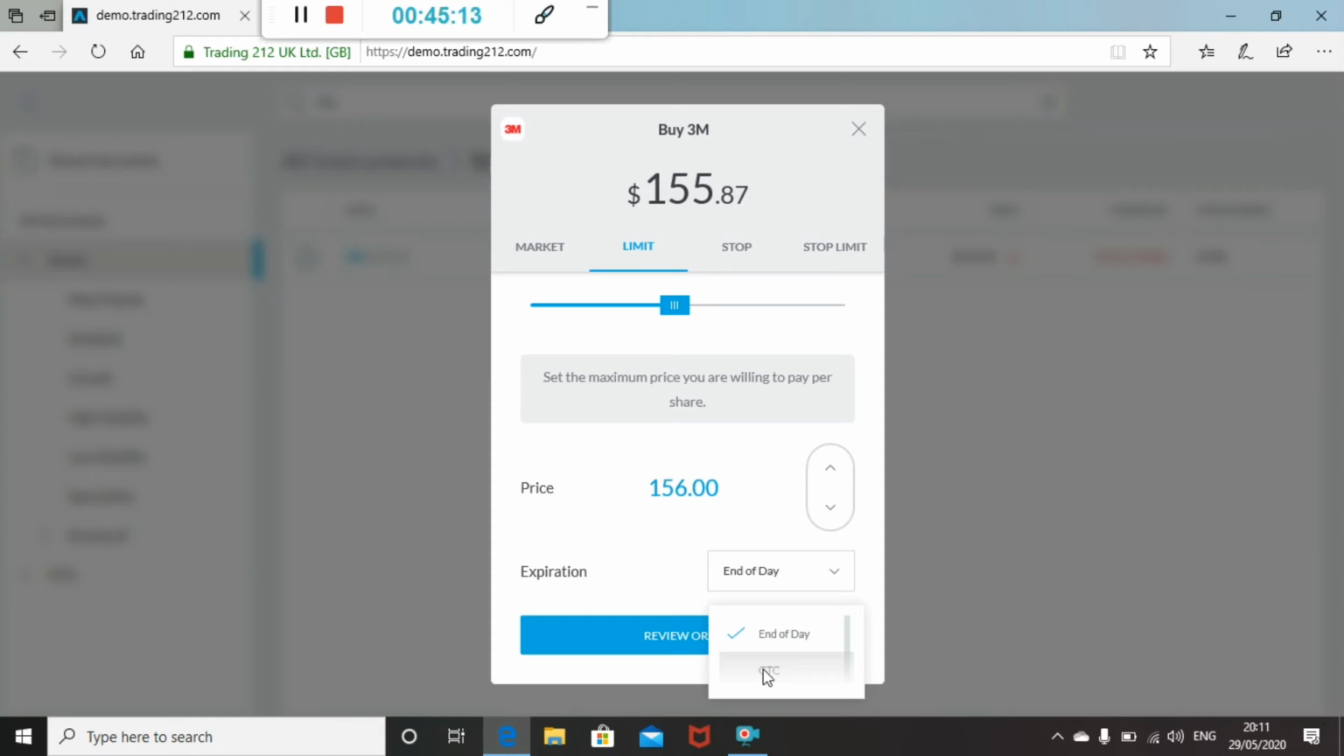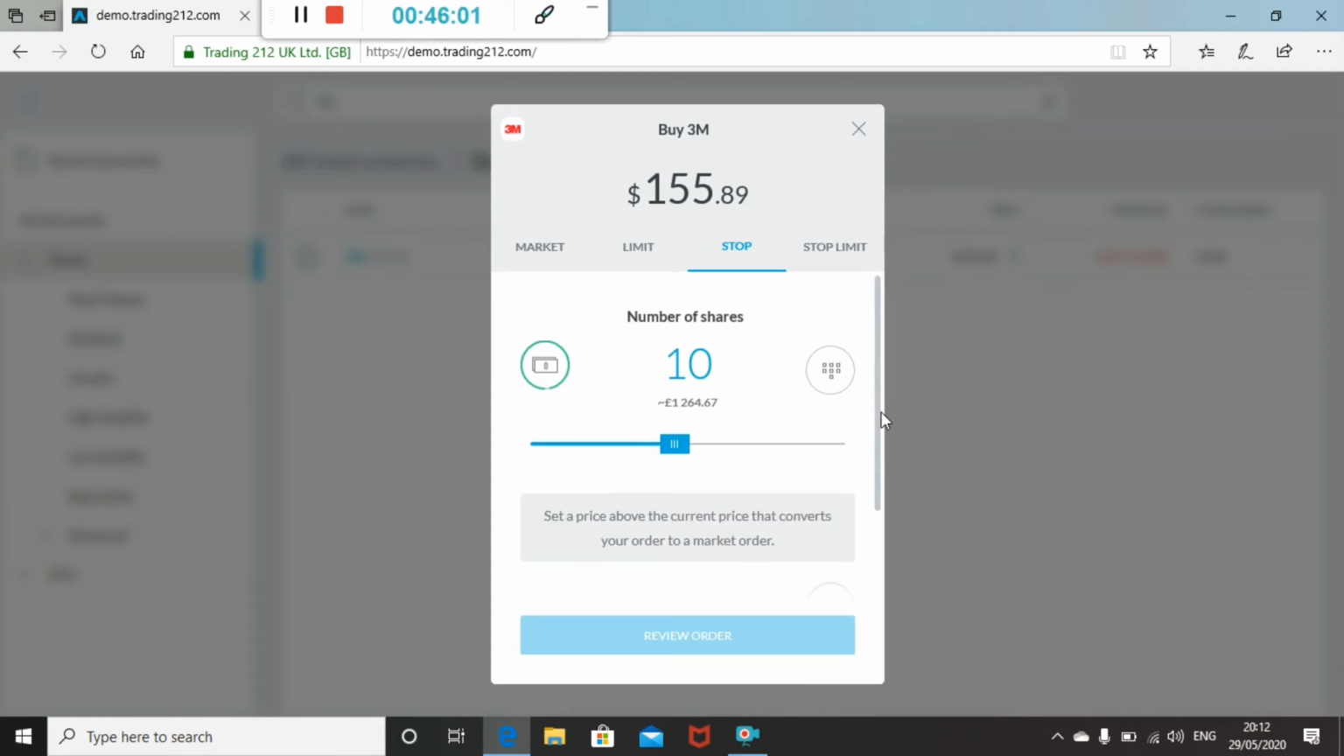Or if it's executed, or if you do GTC, or good till cancelled, it will remain open the next day, the next day, the next day, etc., until you actually cancel it, or until that price is met and they execute it. You then have a stop order.